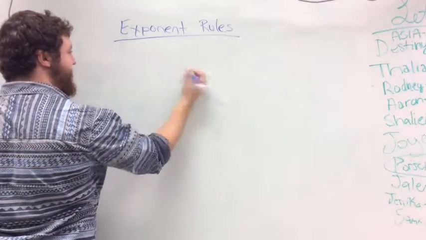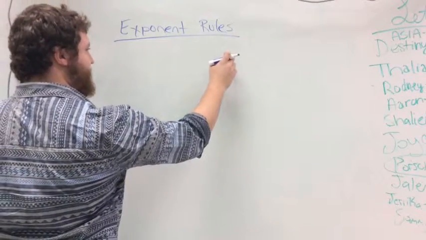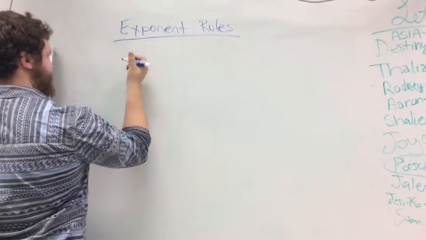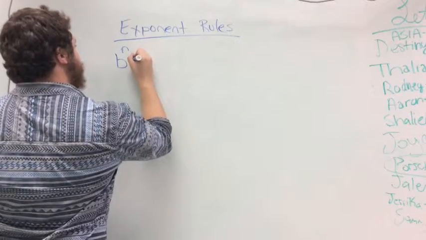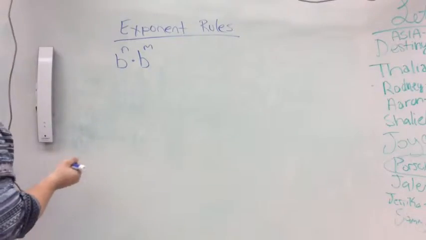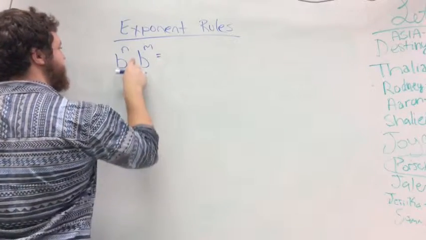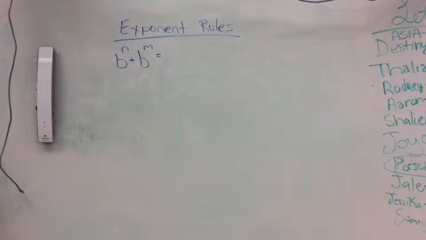I'm going to give you just the basic rules, and then I'm going to give you examples. So if I give you, for instance, b to the n times b to the m equals... wait, sorry. When you add, you multiply. Sorry, when you multiply, you add.